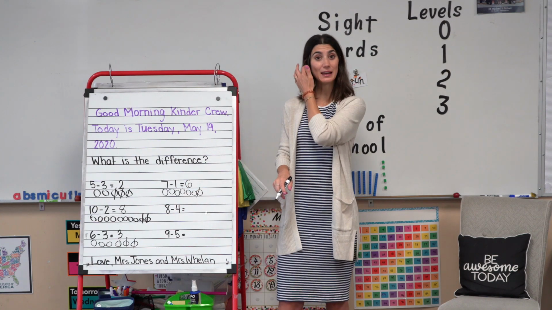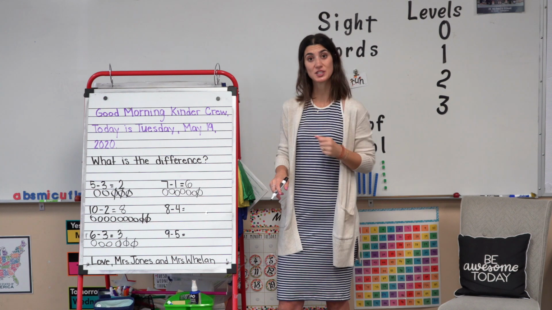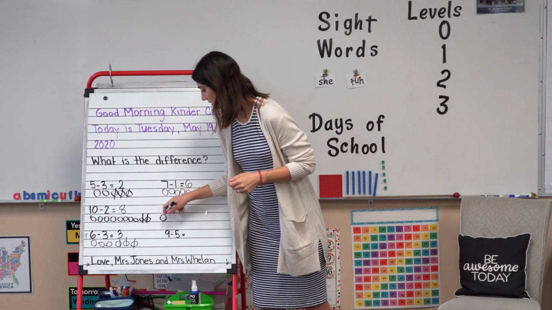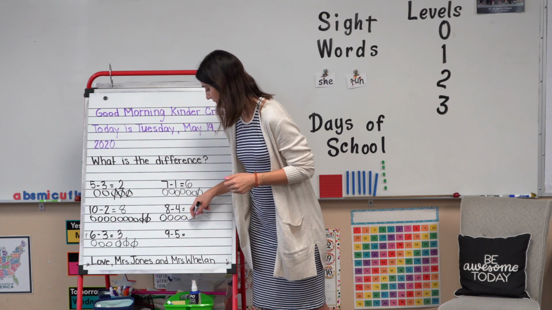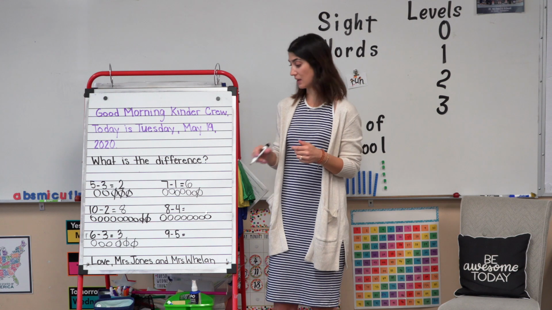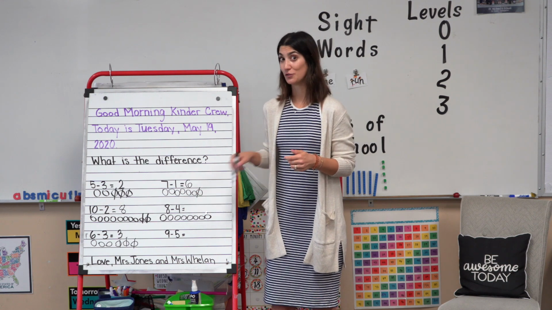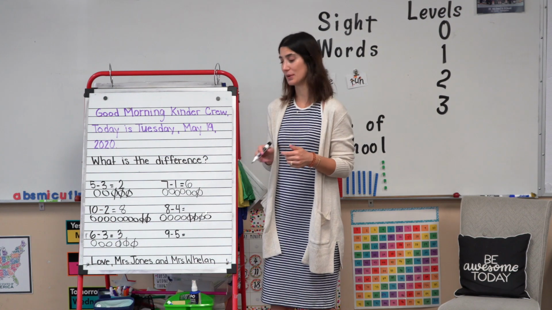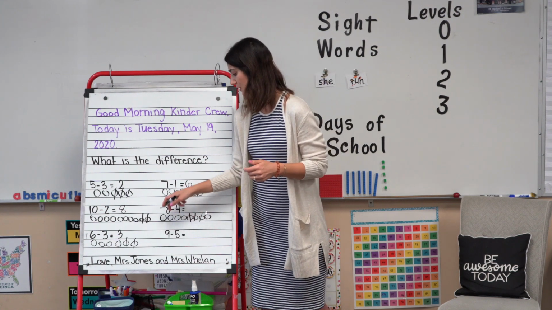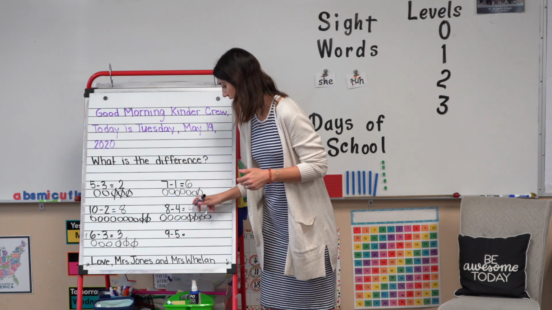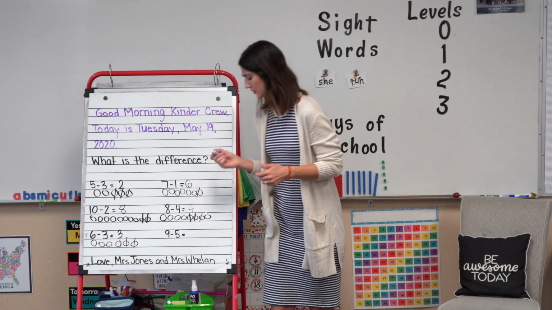Next up, we have 8 minus 4. How many are we starting with? 8. 1, 2, 3, 4, 5, 6, 7, 8. How many are we taking away? 4. 1, 2, 3, 4. And how many are left? 1, 2, 3, 4. 4 is our difference. 8 minus 4 equals 4. Let me write that better.